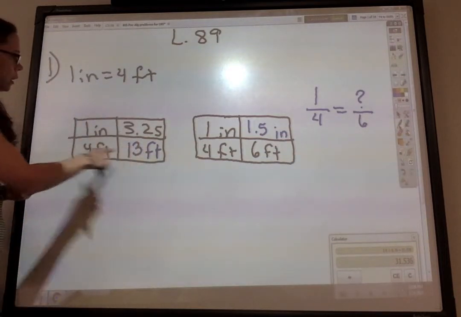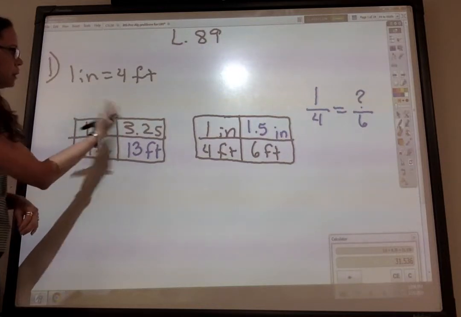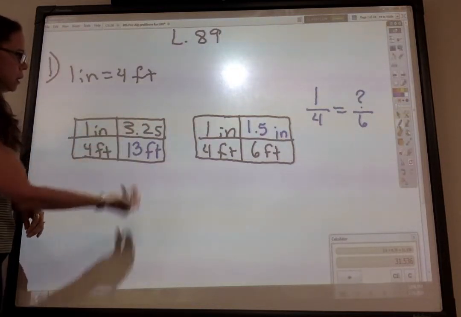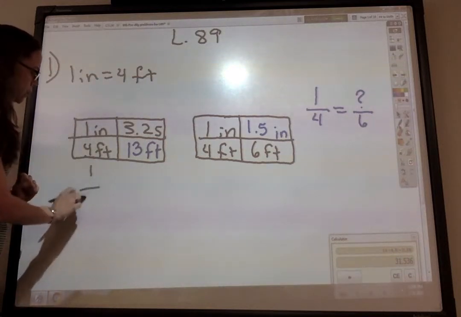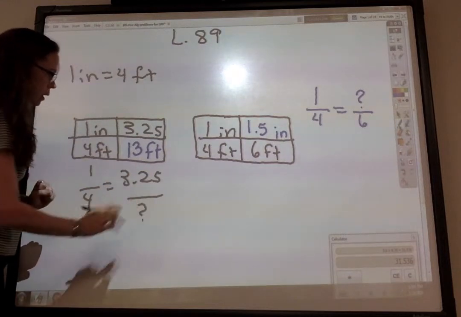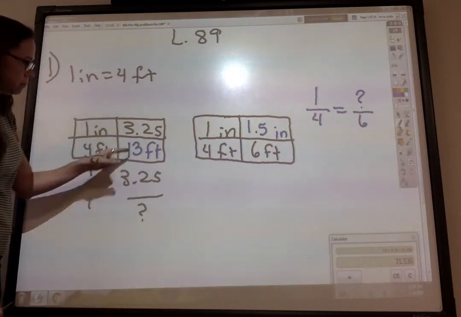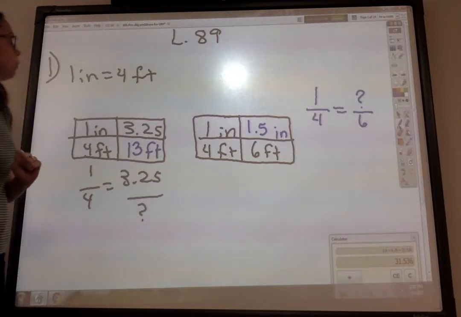So I created a ratio table here. If 1 inch is equal to 4 feet, and the drawing is 3.25 inches, that lets me create a proportion. 1 inch is to 4 feet, as 3.25 is to what? I can do my cross multiplication, and the real doghouse would be 13 feet.